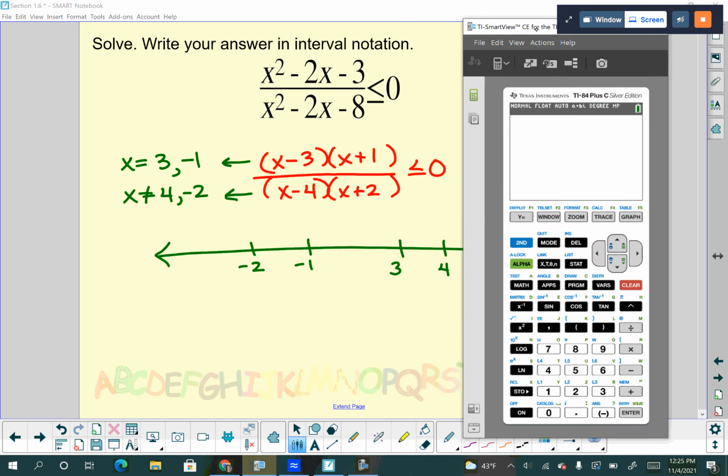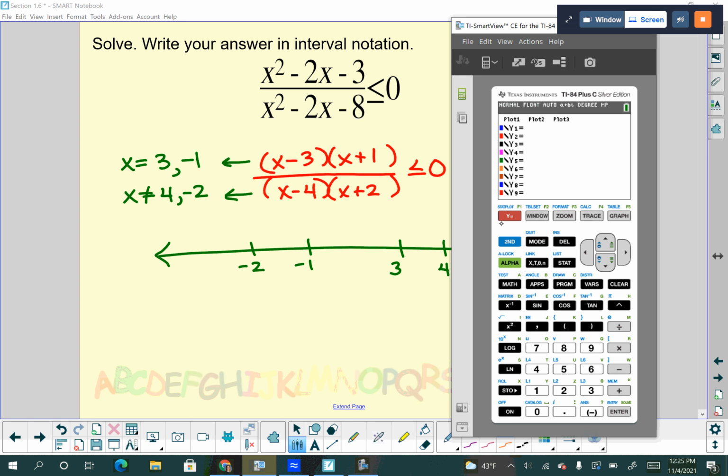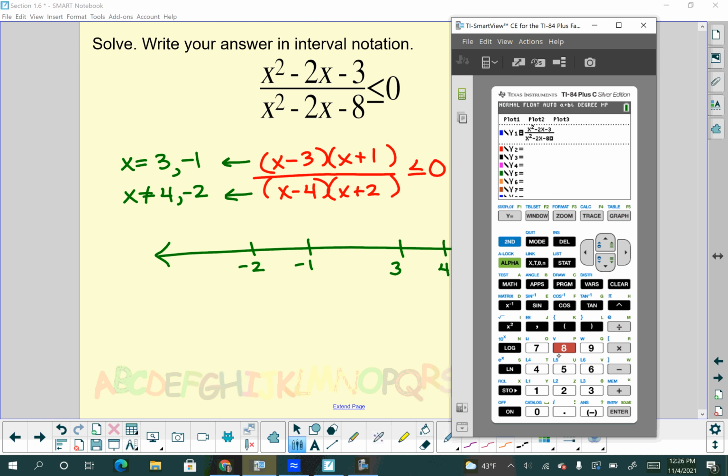So what I want you to do is just in y equals, type in that equation where it's compared to 0. So in here, in this problem, it would be my original equation. So y equals, let's get that fraction set up, x squared minus 2x minus 3, and then the denominator x squared minus 2x minus 8. All right, so get that in there.